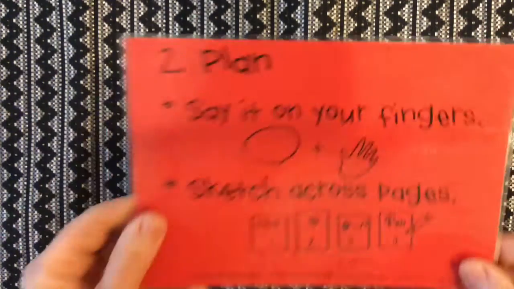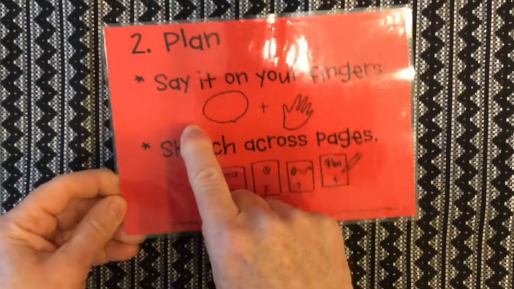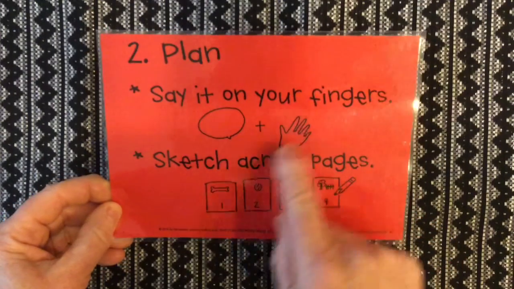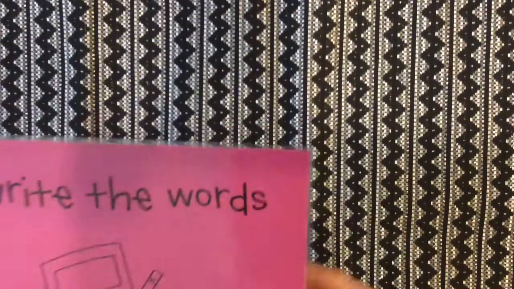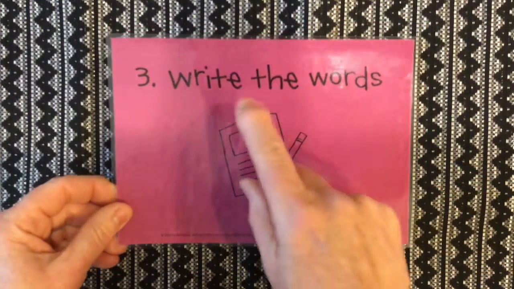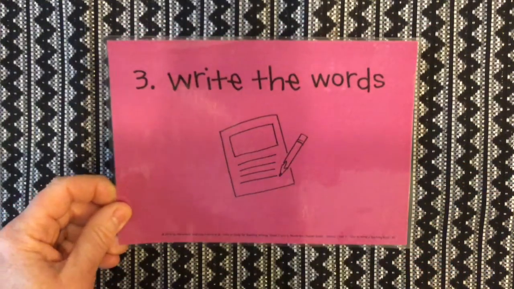After you think about a topic, you need to plan. Again, you say it on your fingers and you sketch across the pages. Remember, you want to put a picture on each page to remind you what you were going to write on that page. And then finally, you write the words. So we're going to get going either reviewing and revising our old books or starting some new ones.